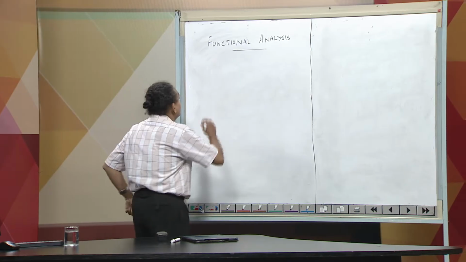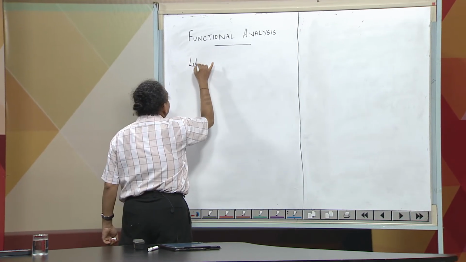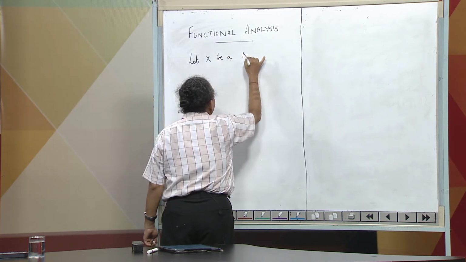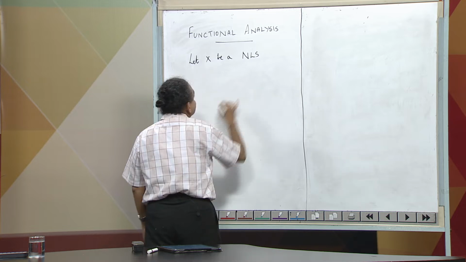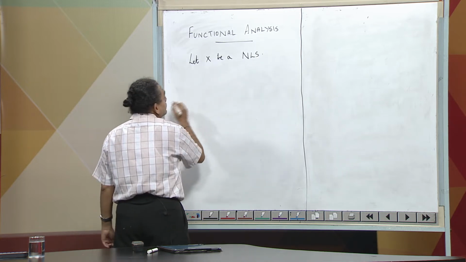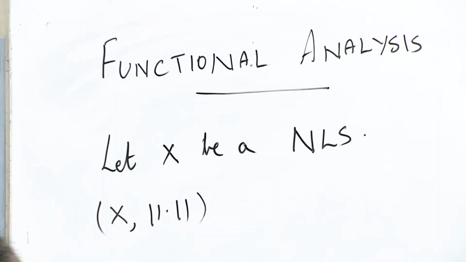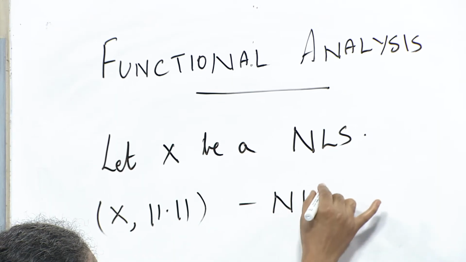In the last lecture, we saw lots of examples of normed linear spaces. Today, we are going to see how to get more normed linear spaces out of a given normed linear space. Well, so we will have X to be a normed linear space. I will use NLS as a short form for normed linear space. So, this pair is the normed linear space.